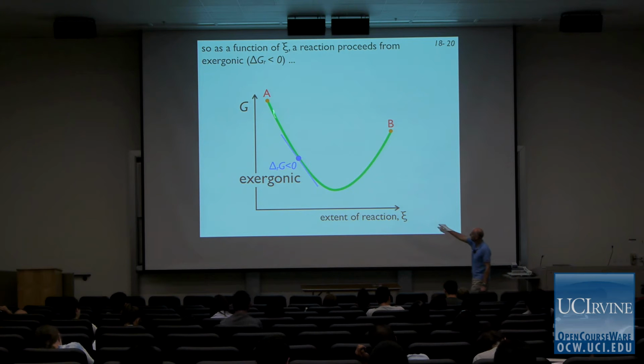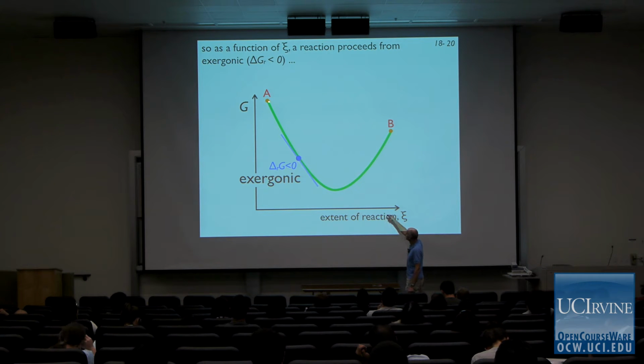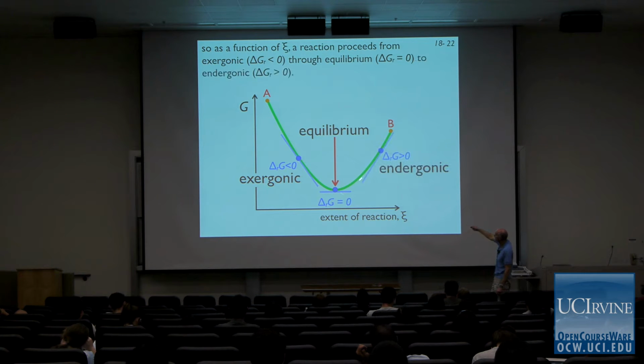So there are three possibilities as we proceed from A to B. All right, initially the reaction Gibbs energy is going to be less than 0. In other words, the slope is going to be less than 0 as we proceed from here to here. And then when we get down here, it's going to be exactly 0 at equilibrium. And then when we go further, it's going to be greater than 0. And we have these funny words that describe that.